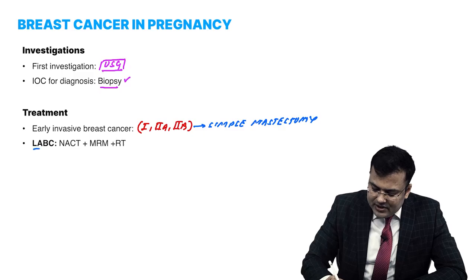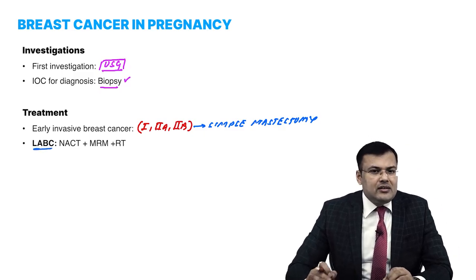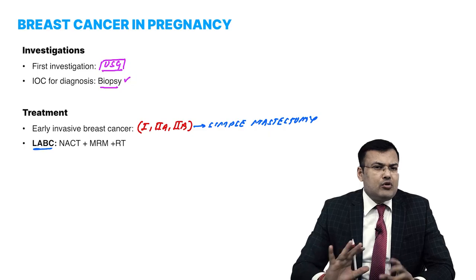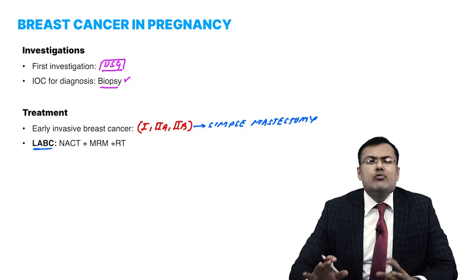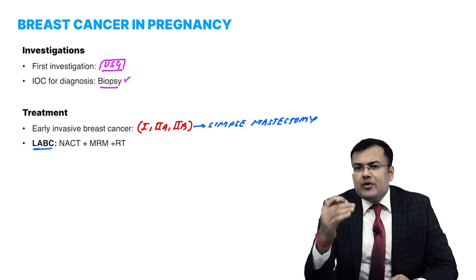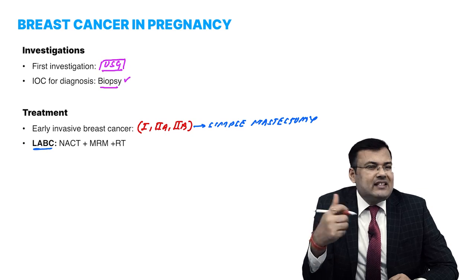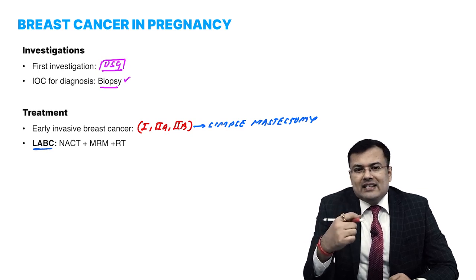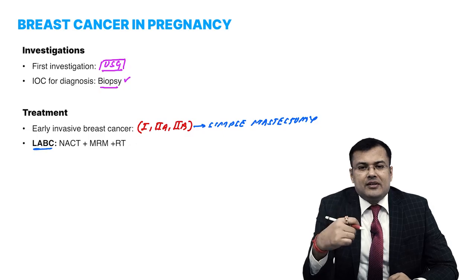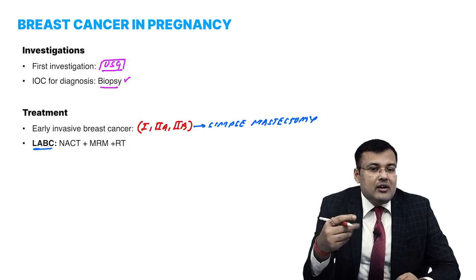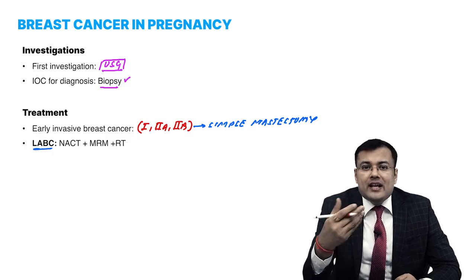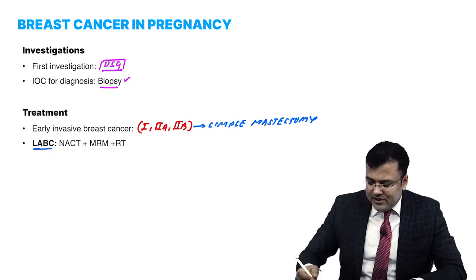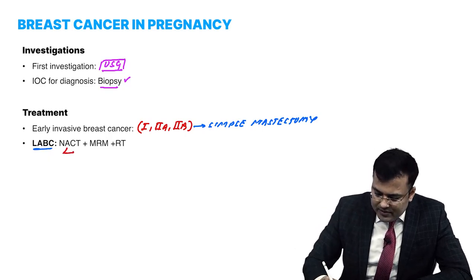Second, imagine patient is having locally advanced breast cancer 3A, 3B, 3C. The protocol is same, neoadjuvant chemotherapy plus MRM plus radiotherapy. But what is the problem? You know that during first trimester organogenesis is occurring, and obviously we cannot give chemotherapy. So if you cannot give chemotherapy during first trimester, you can give it after completion of first trimester. So it's neoadjuvant chemotherapy after completion of first trimester.